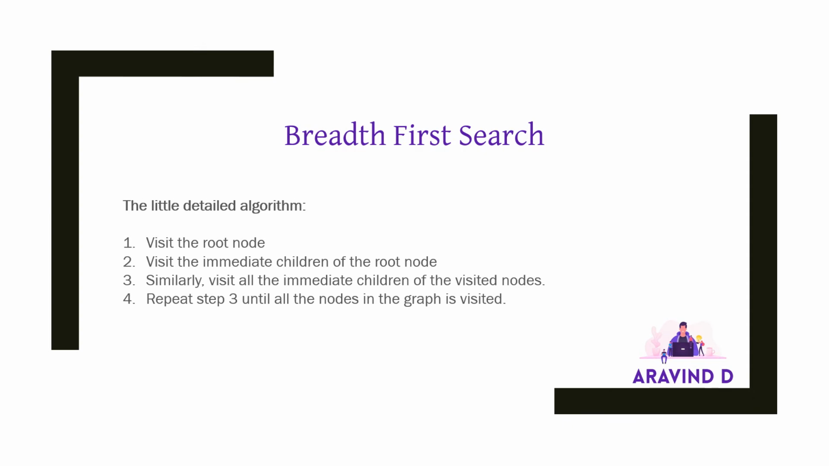So adding a little more detail to the previous algorithm, first we are going to visit the node, and then we are going to visit the immediate children of the root node, and similarly we are going to visit all the immediate children of the nodes that we have visited previously, that is, the children that are not visited yet. And we are going to repeat this step until all the nodes in the graph are visited.